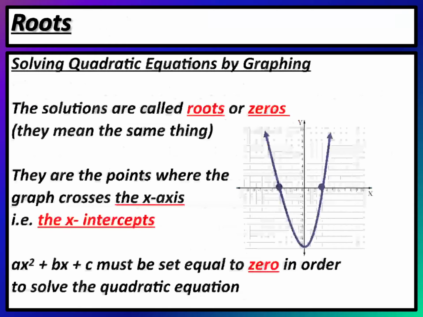Now, in order to solve by graphing, you have to first make sure that the equation is equal to 0. In order to even do the graphing process, the equation has to be set equal to 0. So that just means getting all of the terms to the same side of the equation.